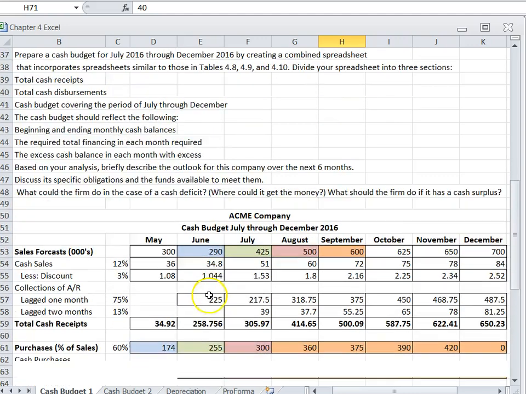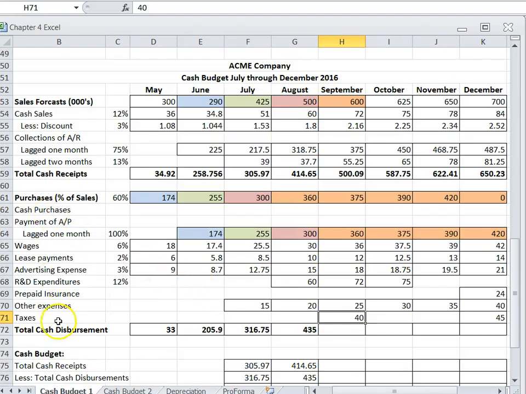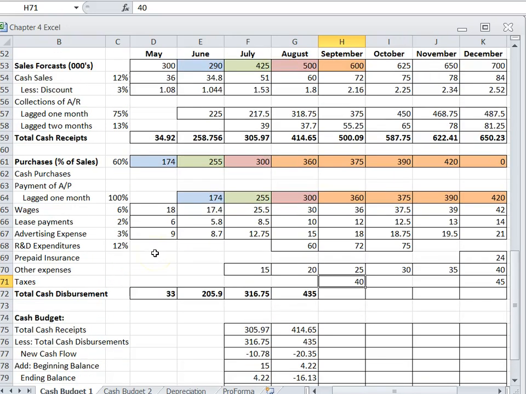Beginning cash. Okay, so we don't need that yet. So let's finish the cash disbursements. So this means really our cash payments. So what we're doing here is we're adding up. These purchases on this line are on credit, so we're not going to add this in our total disbursements. We're only going to add basically everything from here down.